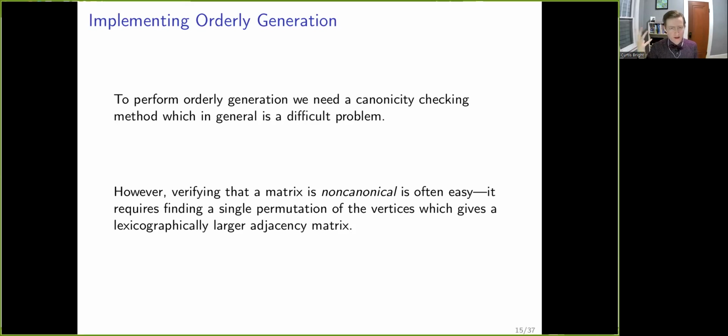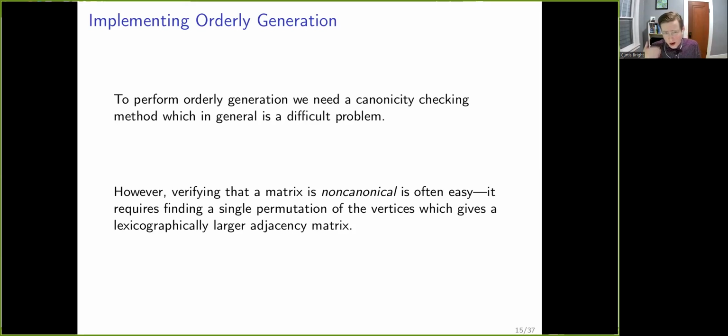Intuitively, if you have an adjacency matrix, it's often the case you can just permute a couple of vertices, and then you get a new adjacency matrix that is going to be lex greater, right? This is the typical case. And so often you just find one permutation of the vertices which produces a greater adjacency matrix, and this is a witness that the matrix is not canonical, right? So often if you have a canonical checker, it's going to immediately terminate and just say non-canonical.